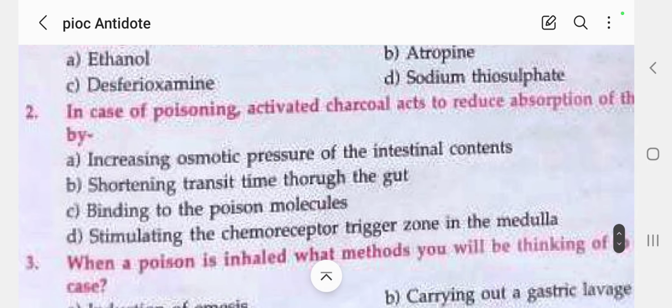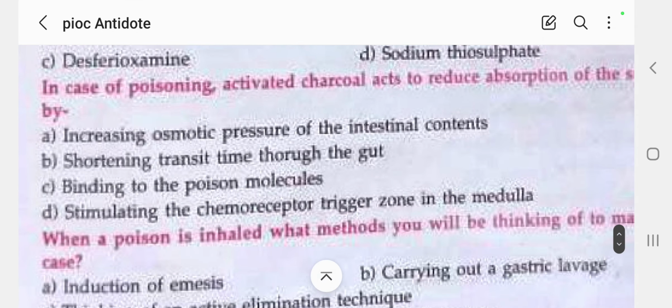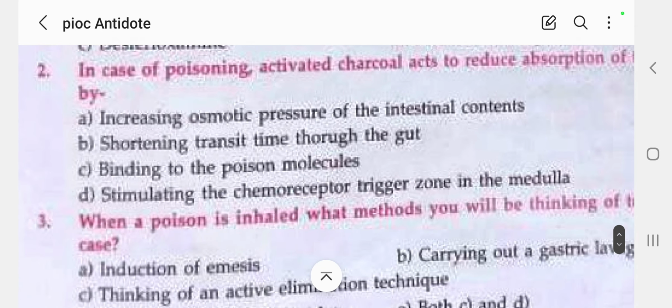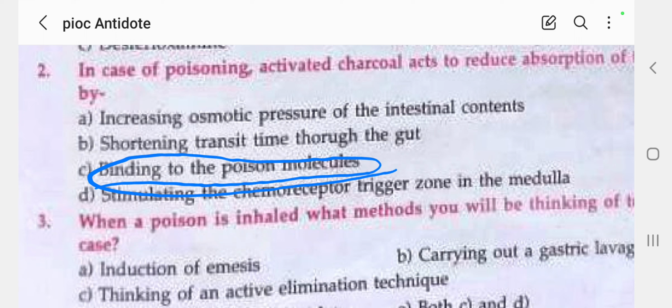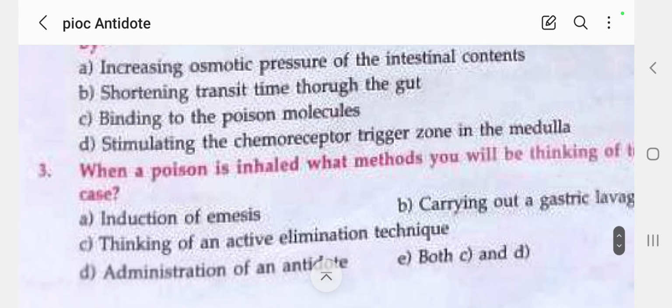Next, in case of poisoning, activated charcoal acts to reduce the absorption of the poison by binding to the poison molecule, thereby reducing absorption by the inner wall of the stomach. Okay. So next, the third option is the correct option.